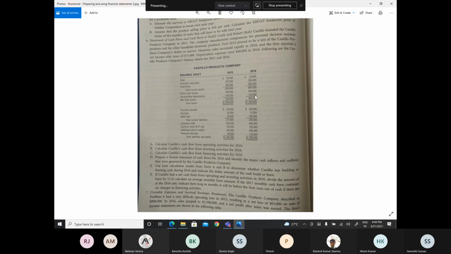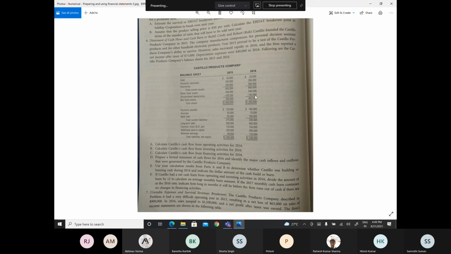And for 2016, we can see that the accounts payable were $160,000, accruals were $70,000, bank loan was $100,000, bringing us to a total of current liabilities of $330,000. And then when we look at the long-term liability, we have long-term debt of $400,000, common stock at $150,000, additional paid-in capital of $200,000, retained earnings at $120,000, which brings us to a total of 1.2 million. Now, all this data is given to you.